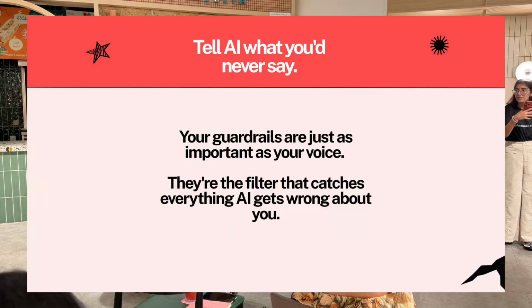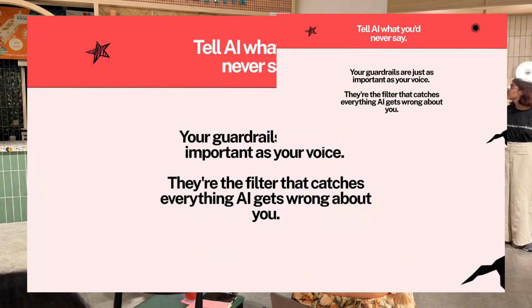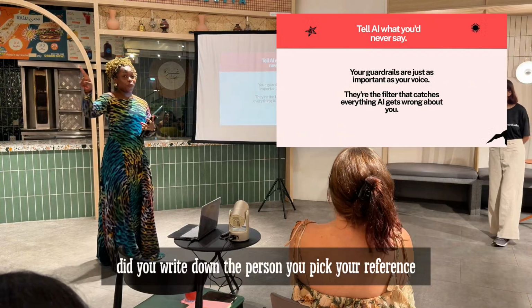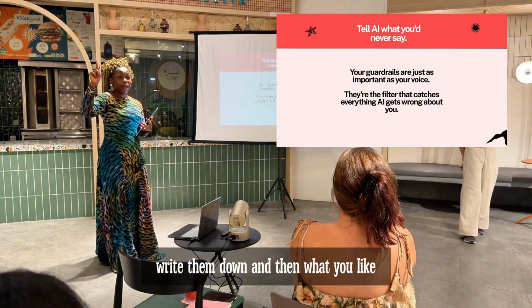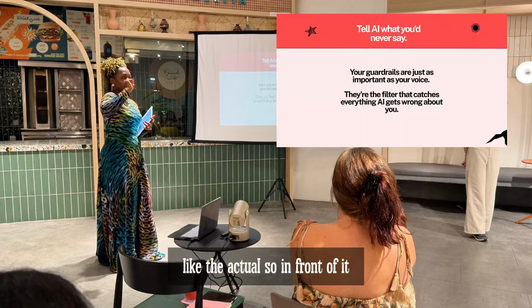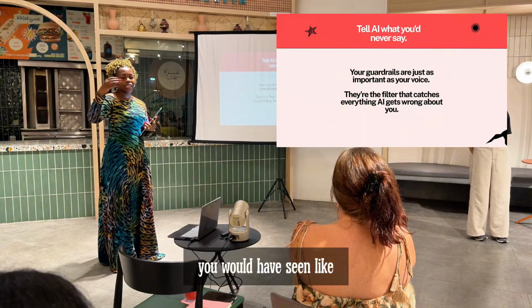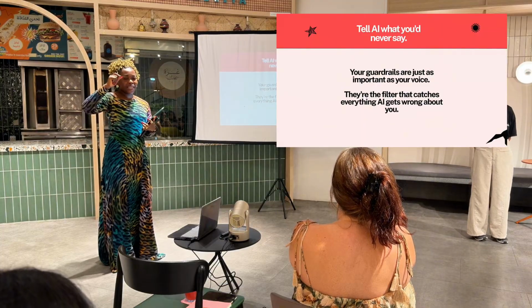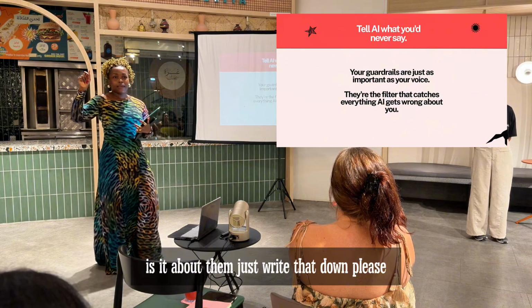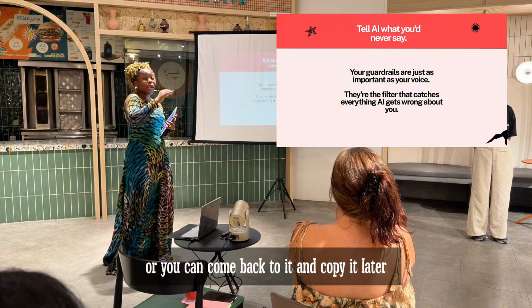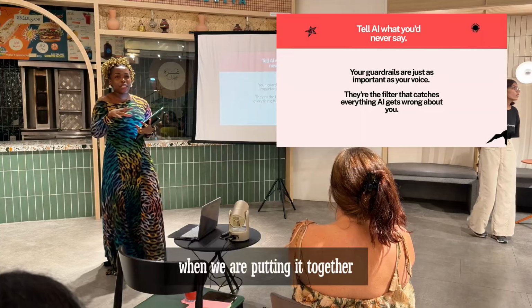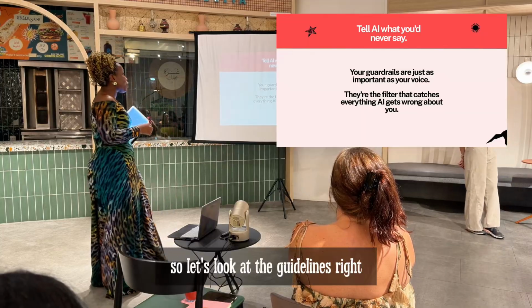Definitely. Good one. Okay, now let's go to the next thing. Did you write down the person you picked, your reference? Write them down, and then what you like about them. In front of it, you would have seen something like more approachable, or whatever it is about them. Just write that down, please. Or you can come back and copy it later when we are putting it together.